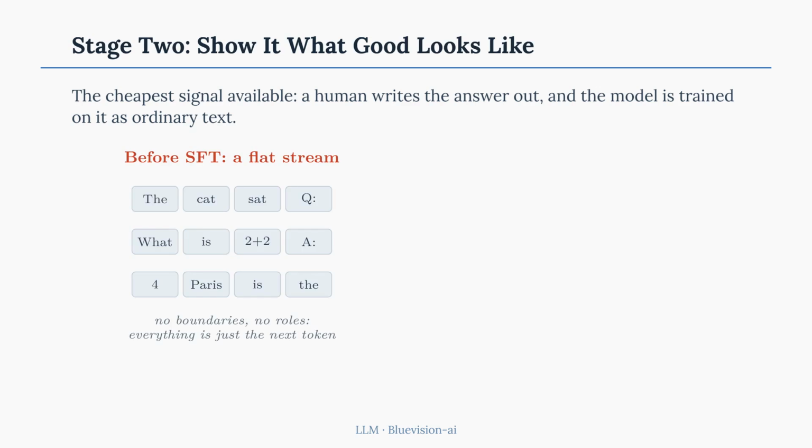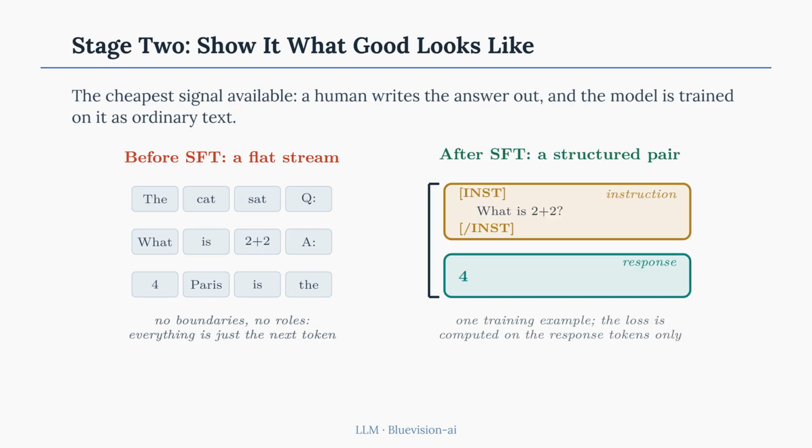Before you do that, this is what the model sees. A flat stream of tokens. No boundaries, no roles, nothing marking where a question ends and an answer begins. Everything is just the next token, which is why it did what it did 3 slides ago. Now look what the demonstration adds. An instruction, marked as an instruction. A response, marked as a response. And the loss only counts on the response side, so the model learns to produce that half, not to continue the question. This is Wei and colleagues at Google, 2021.